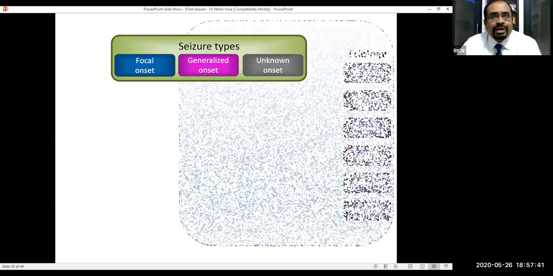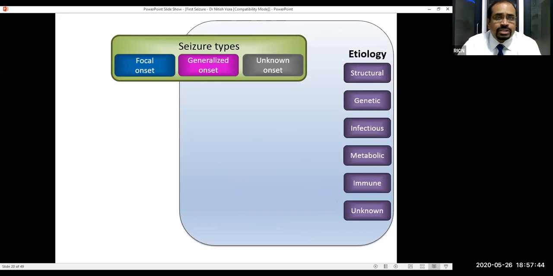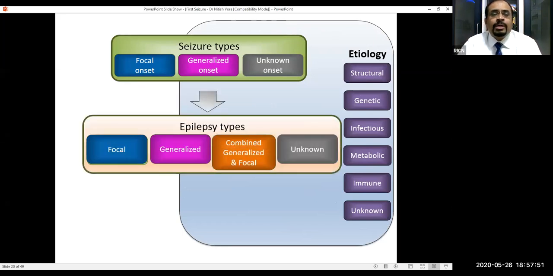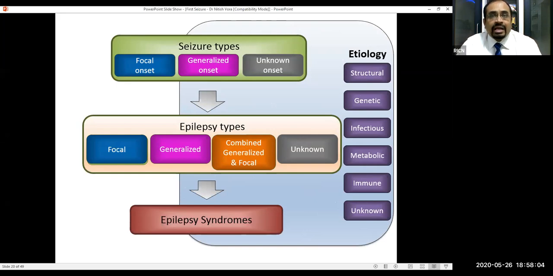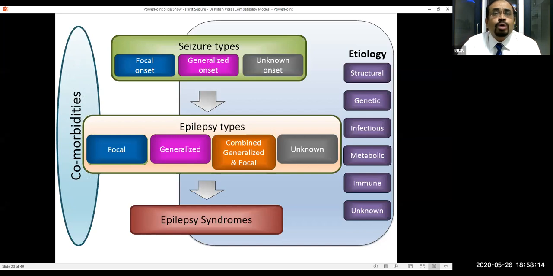And at every stage, try to find the etiology: structural cause, genetic cause, metabolic, infectious, or immunological, or unknown. With other information like EEG and more evidence like video, you may be able to say what kind of epilepsy it is. Is this focal epilepsy, generalized epilepsy, combined, focal with secondary generalization, or still unknown, and you need more evidence to say that. And eventually, with other supportive investigations, including EEG, try to define it as an epilepsy syndrome. Again, we are not just talking about seizures, always think of associated comorbidities. I hope you are very clear with that.